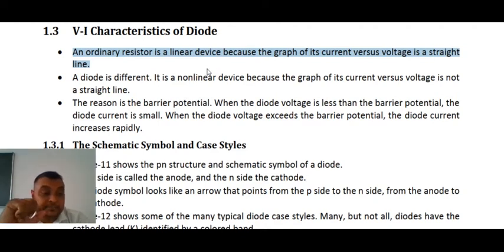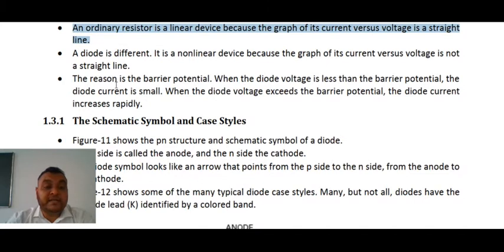Now here it is given: it is a non-linear device because the graph of its current versus voltage is not a straight line, as we discussed. Now the reason is the barrier potential. What is the reason we do not get a straight line graph? The reason is the barrier potential. As we saw, the barrier potential is created at the junction of the P and N material, and this is the reason for the non-linearity of the diode.